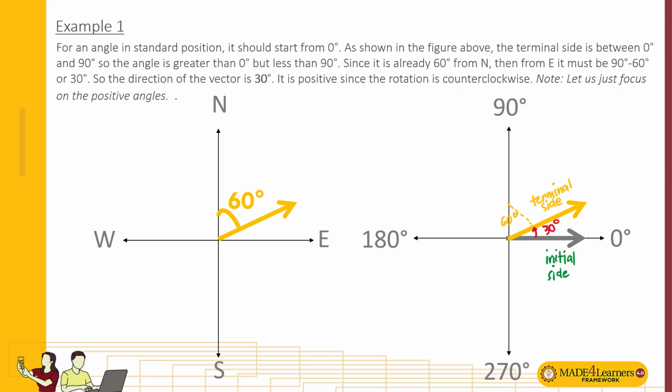Okay, so for the first example earlier from compass bearing, for the 60 degrees east of north, we can write it as an angle in standard position, but it's not 60 degrees, it's 30 degrees, since the initial side is here and the terminal side of the angle is here, so the rotation is counterclockwise, so it's 30 degrees and not 60.